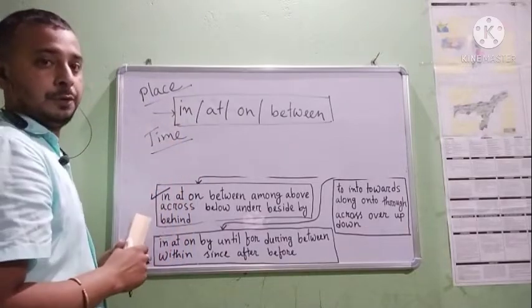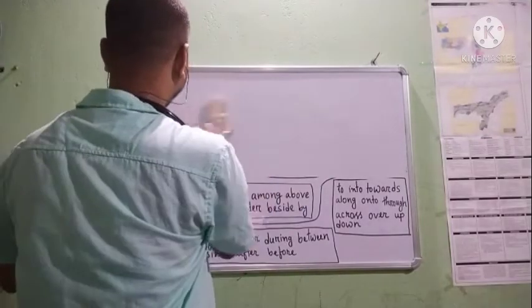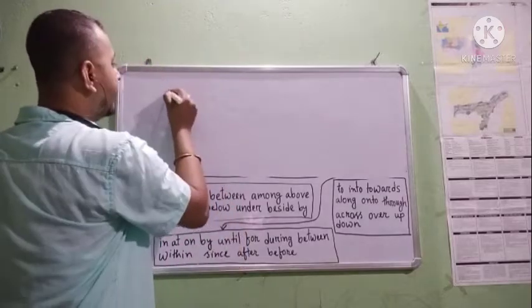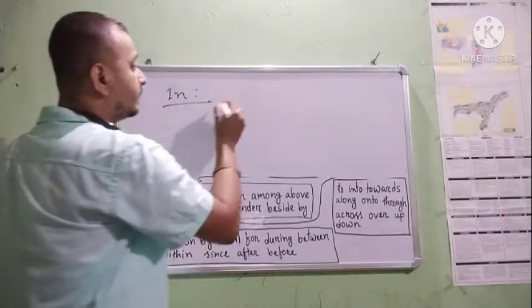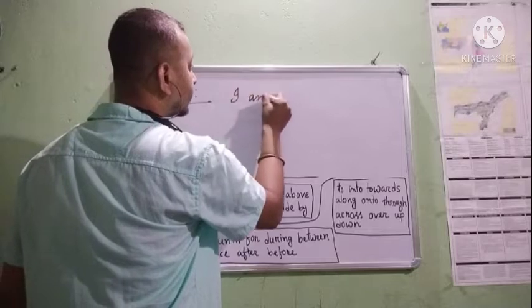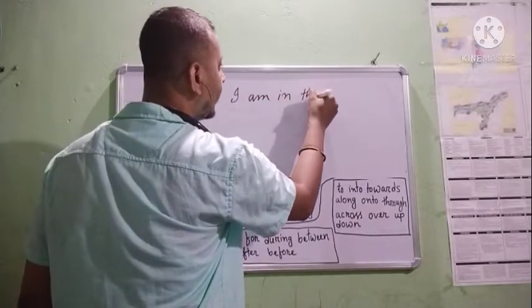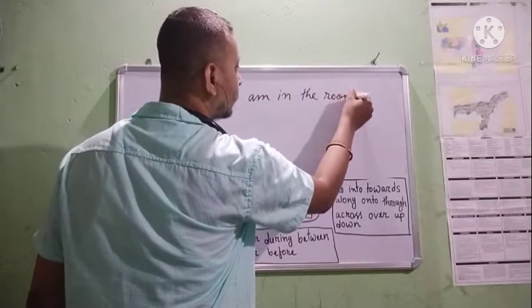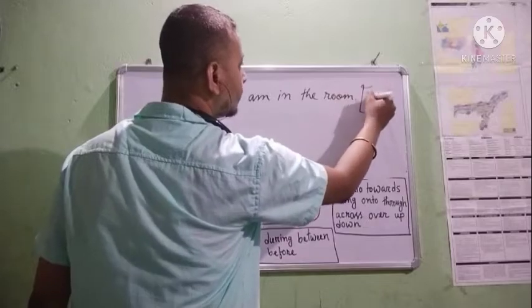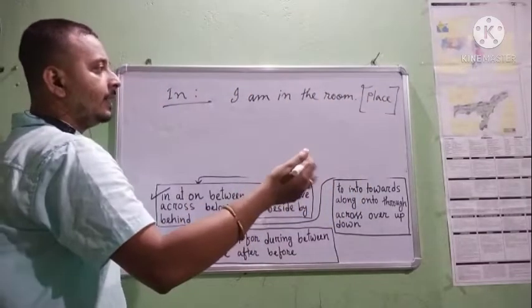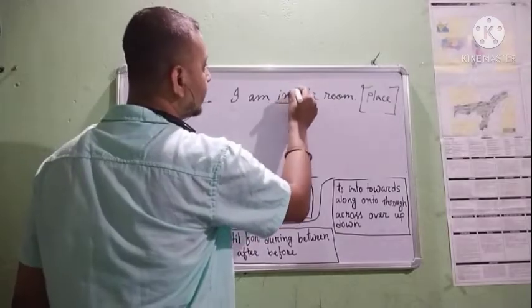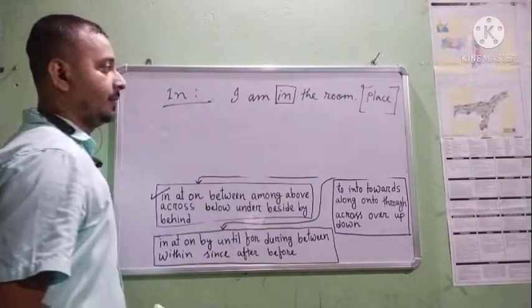Okay, you just see the board. In. It is in here. Okay. I am in the room. Where am I? In the room. So it's a place because it answers the question where. Where am I? In the room. So in is a place preposition here.